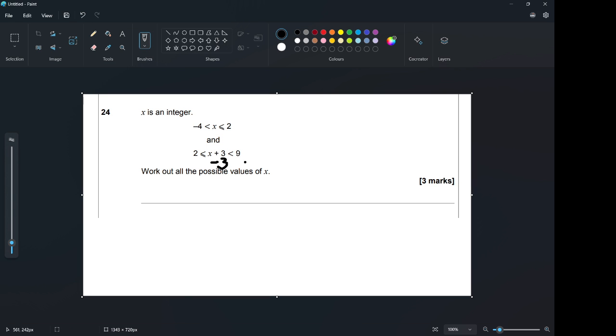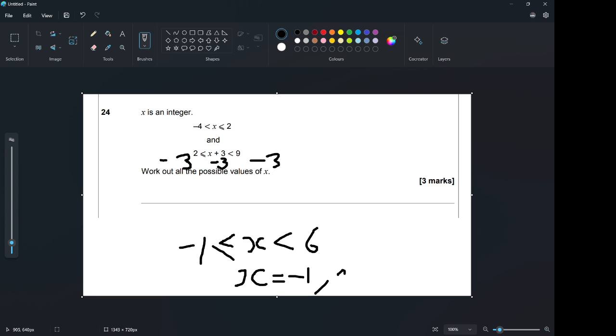Let's subtract 3 on all 3 sides of my inequality. So 2 minus 3 is going to be minus 1, less than or equal to X, less than 9 minus 3 is going to be 6. So here X can equal minus 1, 0, 1, and 2. That's all of the overlapped possibilities of both inequalities, because here I can have minus 3, minus 2, minus 1, 0, 1, and 2.